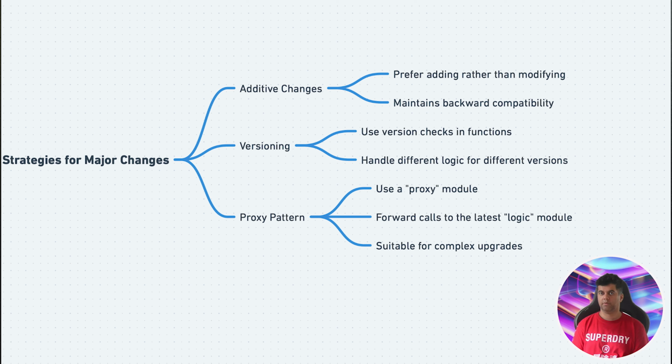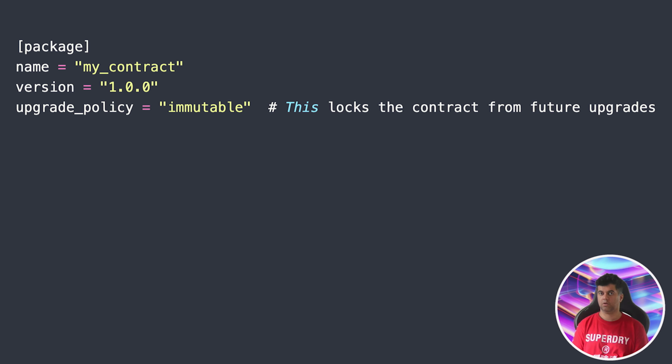Remember, just because you can upgrade your contract doesn't always mean you should. Each upgrade increases complexity and can potentially introduce new bugs. Always thoroughly test your upgrades, preferably on a testnet first. Also, an important feature in Aptos is the ability to permanently freeze your contract from future upgrades. You can do this right in your move.toml file by setting the upgrade policy to immutable. It looks something like this.